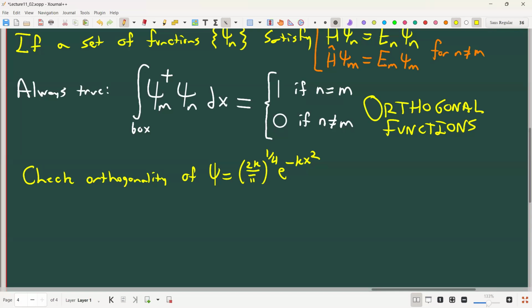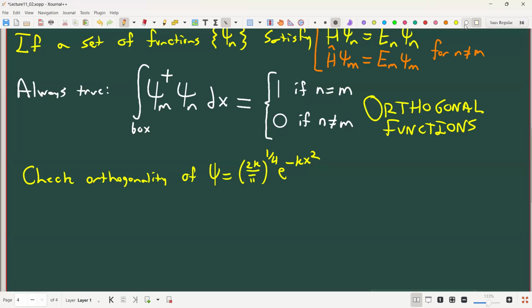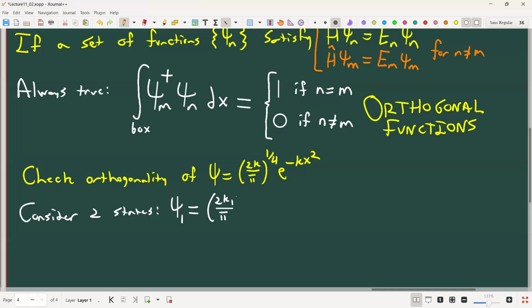All right, what does it mean for something to be orthogonal? Well, imagine that one state can be represented by this psi. Consider two states. We have psi 1, which just has a unique value of k associated with it. I think of it as like a quantum number times some parameters. We don't know, but it's some k that's associated with the state of psi 1.